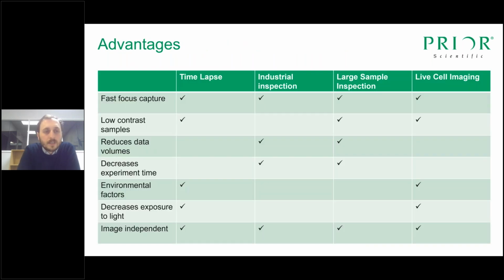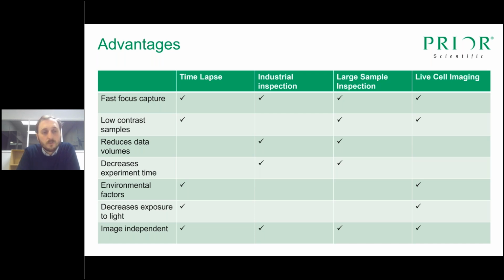What are its advantages then? Well, the key advantage of a hardware-based autofocus is that it provides you with the ability to very, very quickly capture focus. In contrast to contrast-based autofocus, where you have to take multiple images to determine where focus is, a hardware autofocus doesn't require that. We've seen instances from our own experience where we've been able to reduce scanning times of large samples by up to 95% compared to traditional methods.